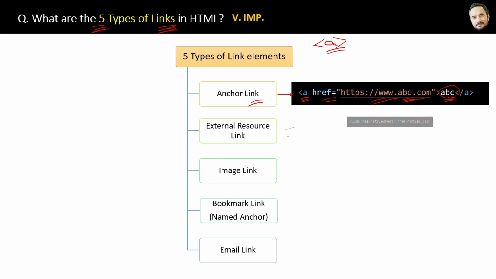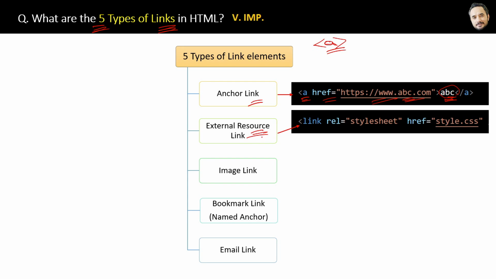The second type of link is the external resource link, denoted by link. It is used in the head section to connect to an external resource like a style sheet or a JavaScript file like this.